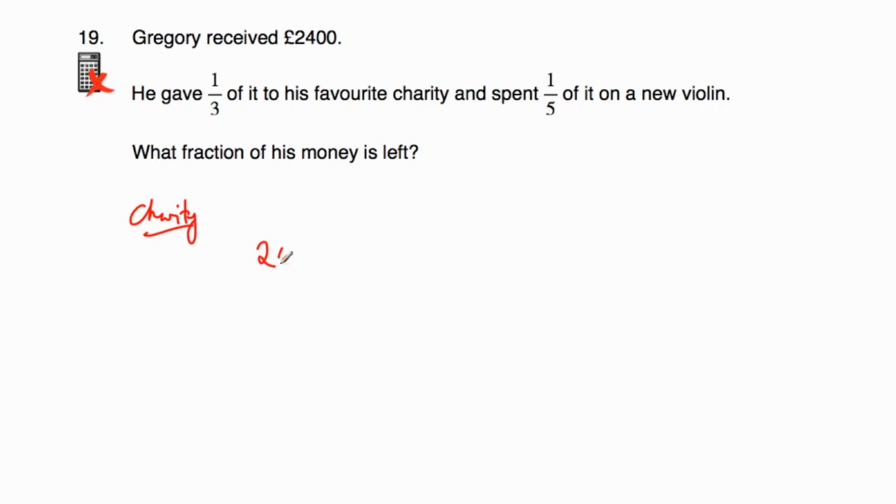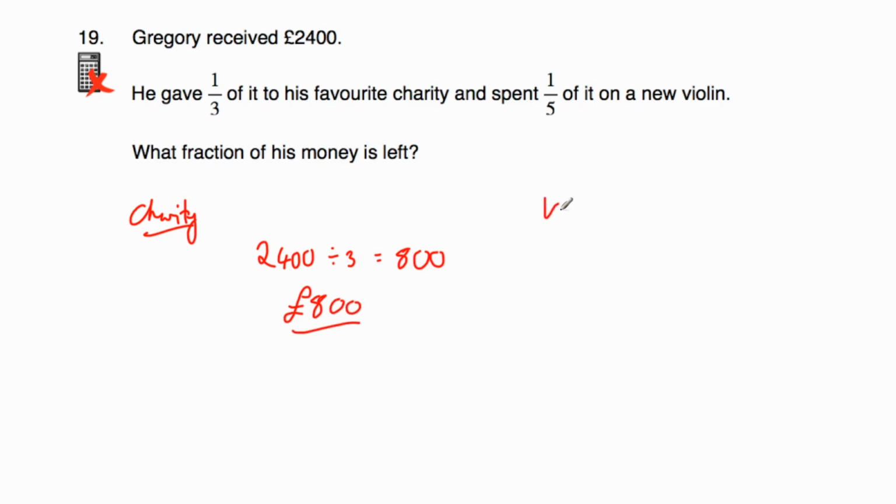So let's take 2,400 and divide by 3. And 2,400 divided by 3, well, 24 divided by 3 is 8, so 2,400 divided by 3 would be 800. So that means he gives £800 of the money to charity. So that's how much he gives to charity.